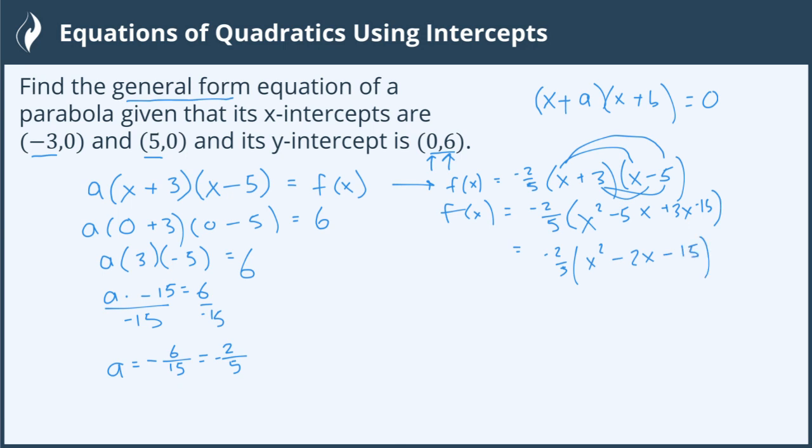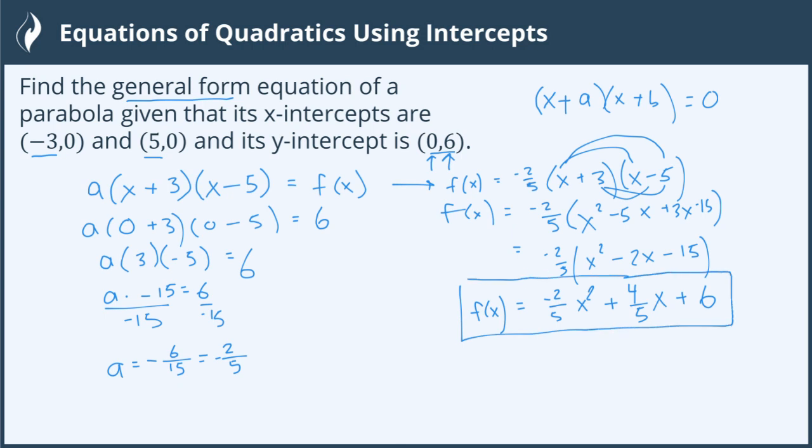Last step would be to distribute that -2/5. So -2/5 times x squared will give me -2/5 x squared. -2/5 times -2x will give me a positive 4/5 x. -2/5 times -15 will give me a positive, 2 times 15 is 30, and then divided by 5, so that's going to give me a positive 6. So my final answer, let's put it in function notation, would be f of x equals -2/5 x squared plus 4/5 x plus 6.